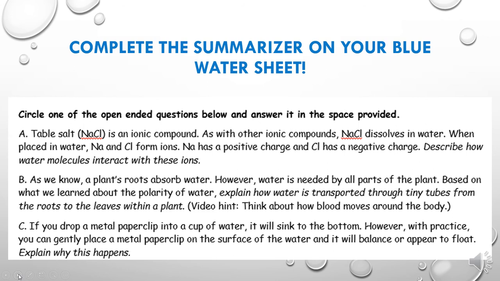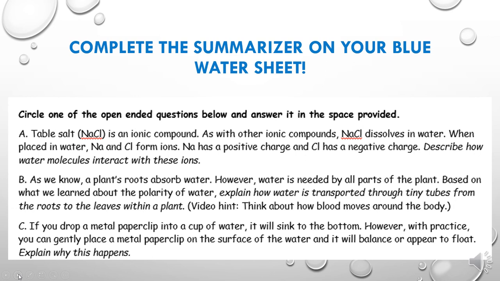Now on the bottom of page 5, I want you to answer one of these open-ended questions. First one, table salt is an ionic compound. As with other ionic compounds, it dissolves in water. When placed in water, Na and Cl form ions. Na is positive, Cl is negative. How do the water molecules interact with these ions? So how does water pull apart the ions? So what does it mean to actually dissolve? Which we just saw in that video.